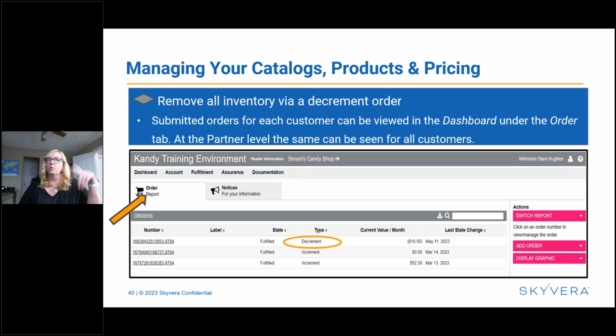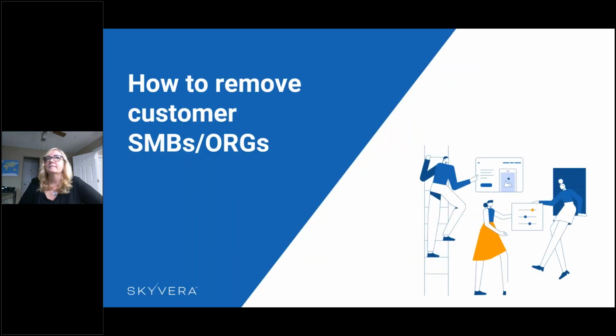So then you'll see in the order report, you'll see the type that it was a decrement, and so on. Now, you'll also see this at the partner level for all of your customers that have decrements. All right, let's keep going, and I'll hand it back over to Simon.